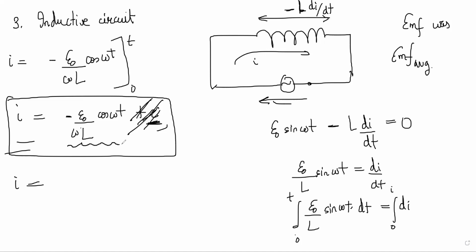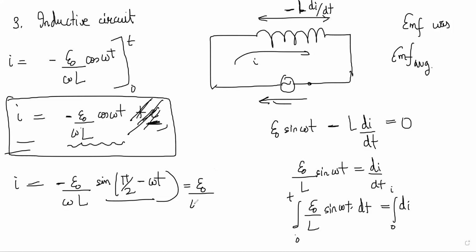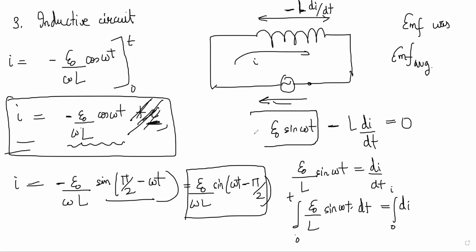We will modify this slightly, because we want to be able to read off the phase, with the same function. If we write cos like this, this is fine, but the minus is there, so we need to remove the minus. We will say E naught by omega L sine omega t minus pi by 2, right? So if your EMF source was E naught sine omega t, your current is coming as sine omega t minus pi by 2.